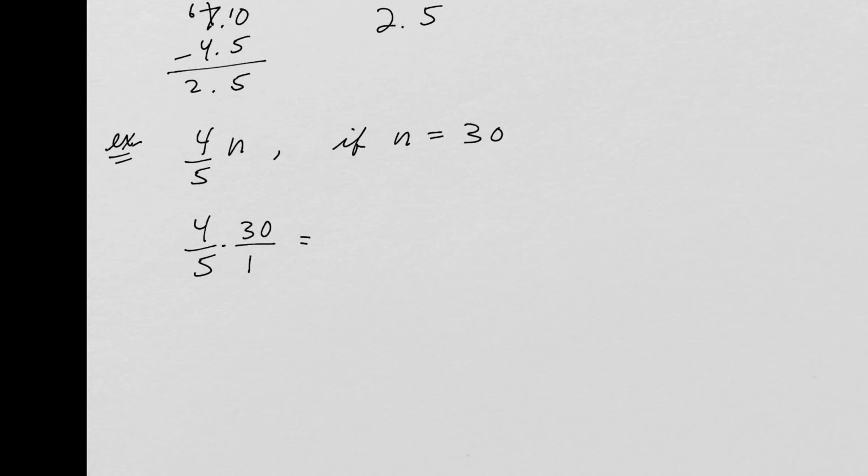But before we multiply, you probably want to simplify. It looks like we can simplify. 5 goes into 5 once. 5 goes into 30 6 times. So now if I multiply numerators, I have 4 times 6 is 24. Denominators, 1 times 1 is 1. And that's just equal to 24. So it would just be 24.